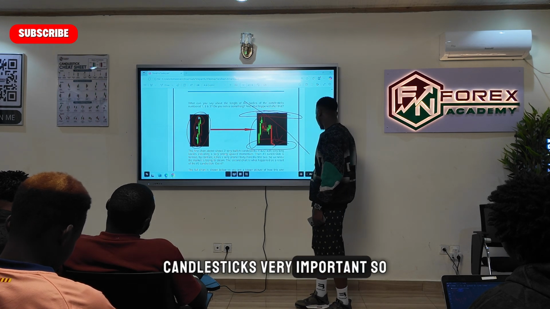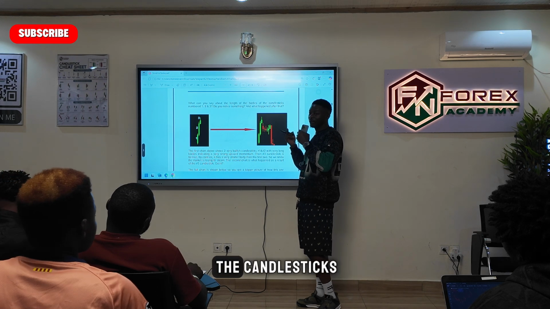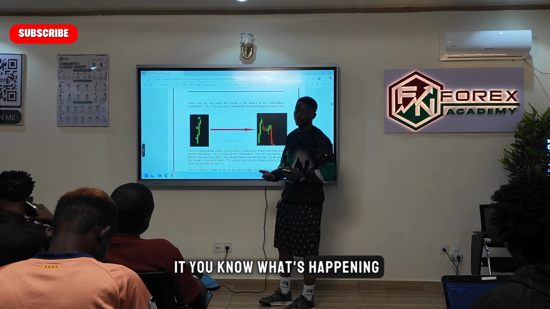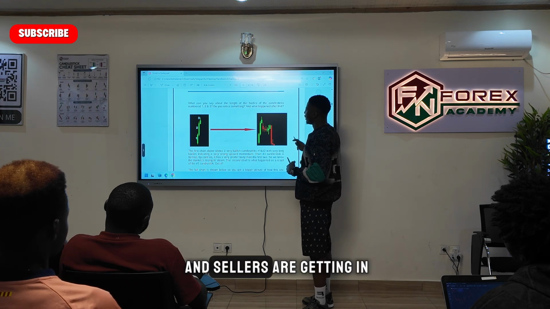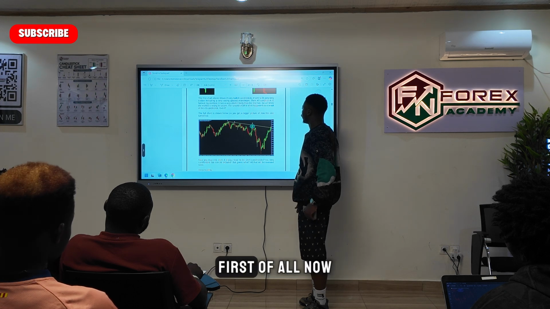Candlesticks, very important. Like I said earlier, first of all you need to know how to understand the candlesticks. Because if you understand the candlestick, just by looking at it, you know what's happening. You get? Just by looking at it, you know that buyers are dying down and sellers are getting in. So you need to understand candlesticks first of all.